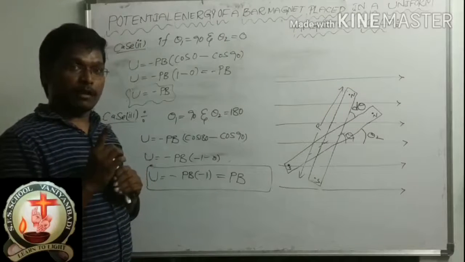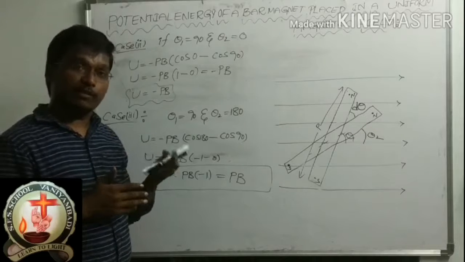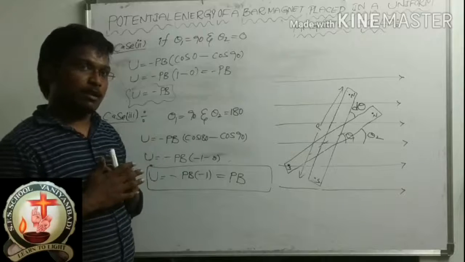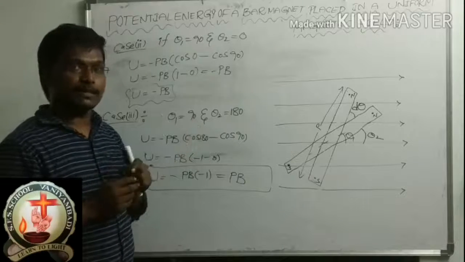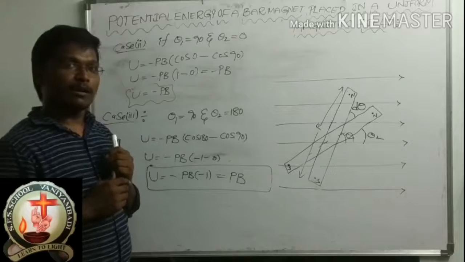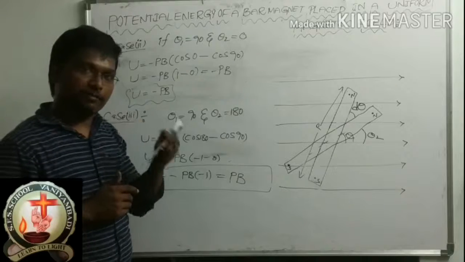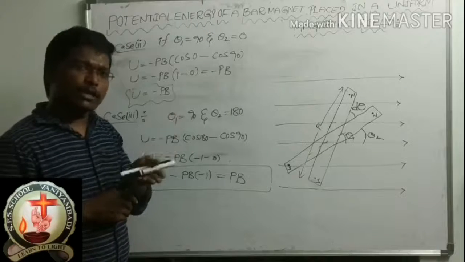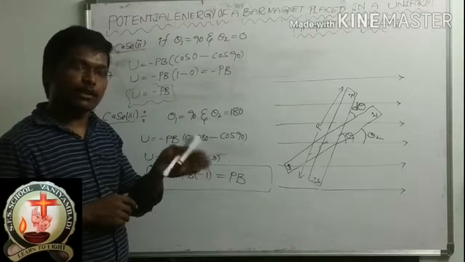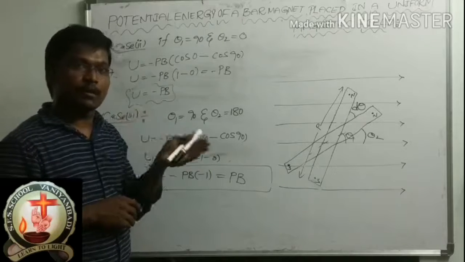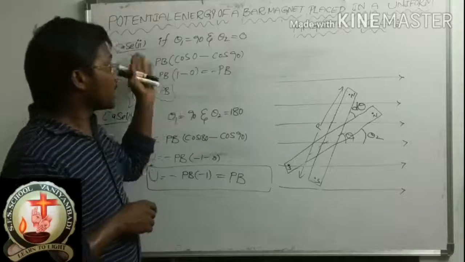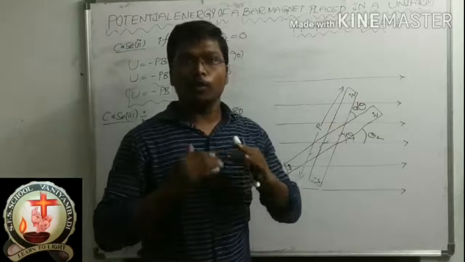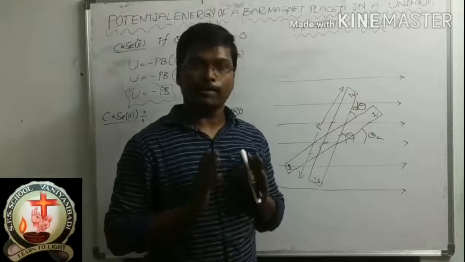Actually, the expression of the potential energy is U is equal to minus PB, cos theta 2 minus cos theta 1. After finding the expression, I applied some cases: first case, second case, third case. Each case has a different potential energy expression, because of the angles, the potential energy expression changes. So this is the explanation about the potential energy of a bar magnet placed in a uniform magnetic field. I hope you understood the class. If you have any doubts after watching, please ask. Okay, thank you.